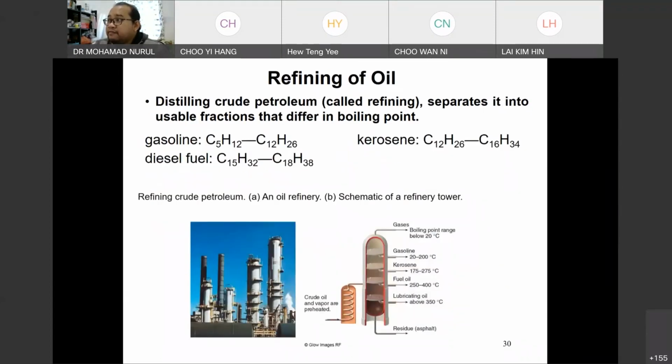In refining oil, distilling crude petroleum, the refining process separates it into usable fractions that differ in boiling points. For example, gasoline that we use as petrol for cars, diesel for the lorries, kerosene, and so on.